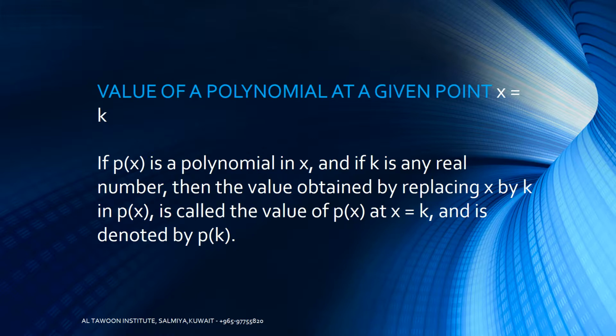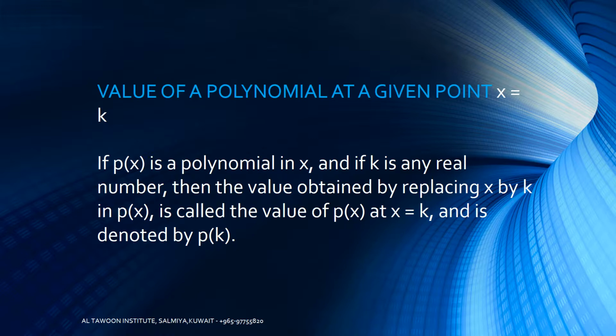The zeros of a quadratic polynomial ax² + bx + c, where a is not equal to 0, are precisely the x-coordinates of the points where the parabola representing y = ax² + bx + c intersects the x-axis. In fact, the shape of the quadratic polynomial's graph is a parabola.